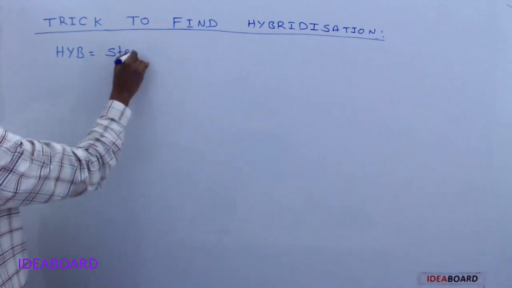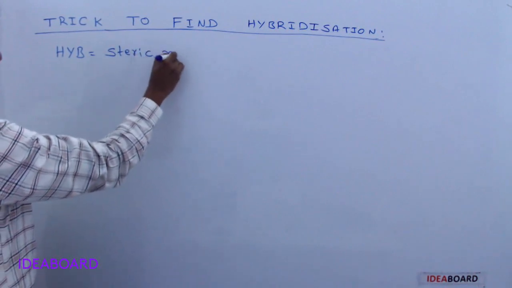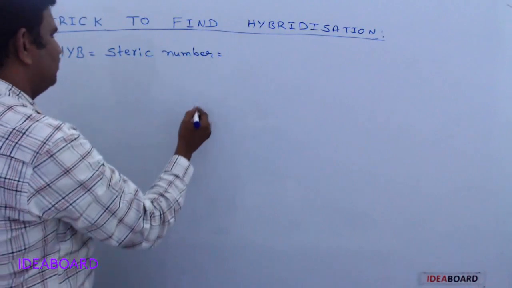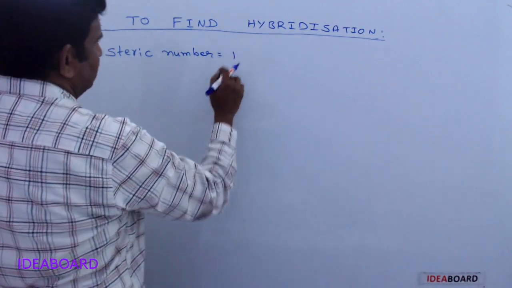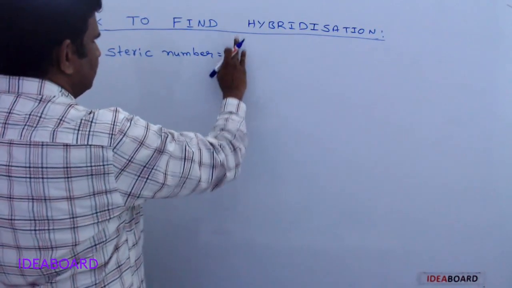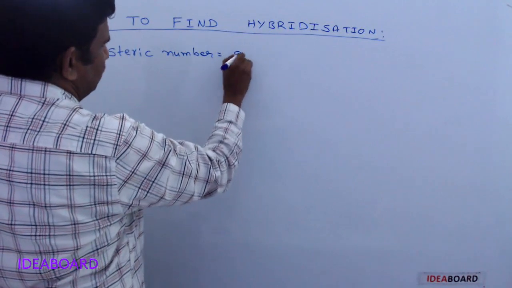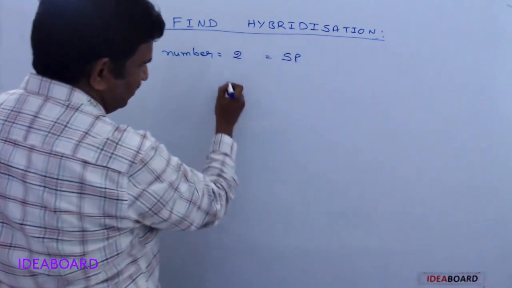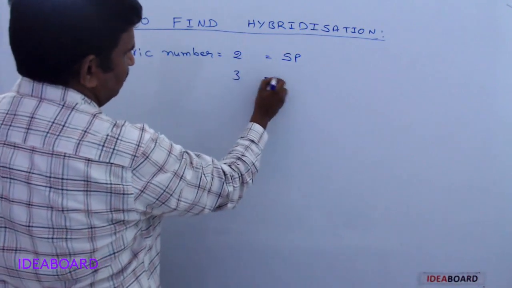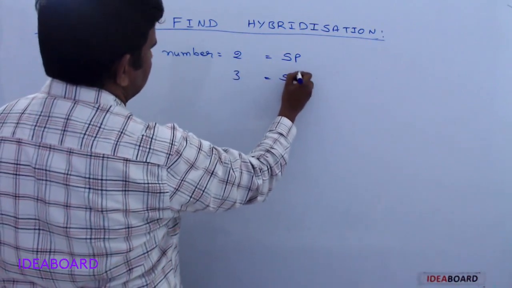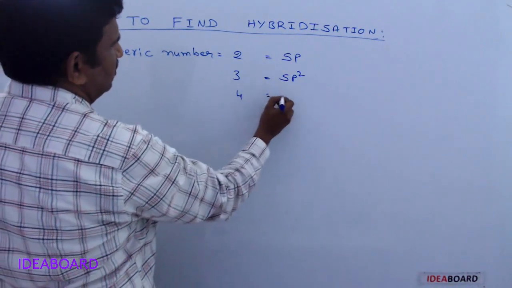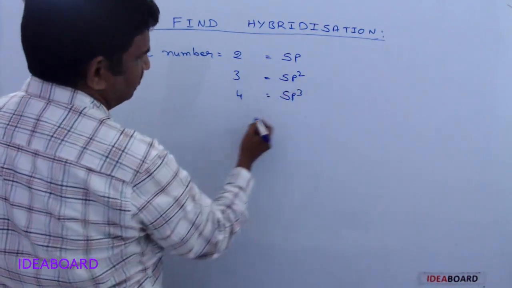Hybridization is equal to steric number. We need to calculate the steric number. If the steric number is 2, then the hybridization is sp. If the steric number is 3, then the hybridization is sp2. If the steric number is 4, then the hybridization is sp3.